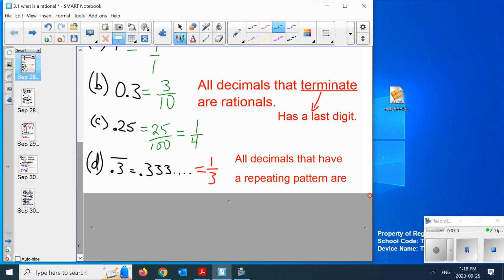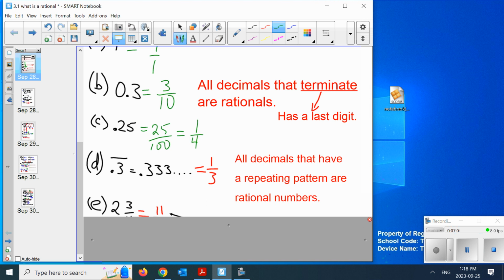Okay. All decimals that have repeats are rational numbers if it's a repeating pattern. Then what isn't a rational number? They're called irrational numbers. You were going to say? Yeah. There's some square roots that aren't rational numbers. Those are the ones that come up the most in grade 9 and in high school.